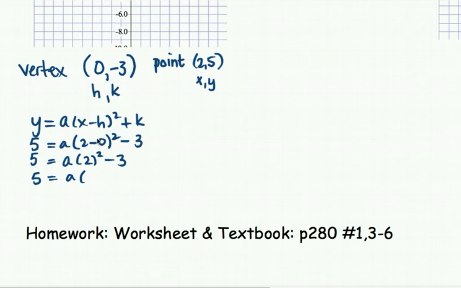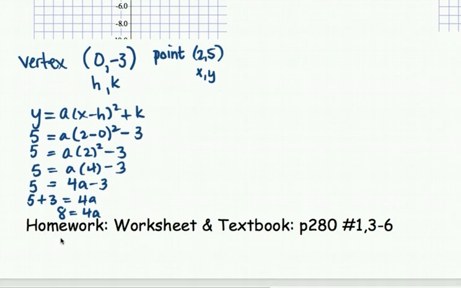Okay, so again, I'm doing brackets first, then I'm doing the exponents next. Okay, and then I'm going to write this as 4a minus 3. And then let's boot the 3 across. Get to 8. Running out of space, we'll go underneath this homework part. So we're going to boot the 4 over now. So 8 divided by 4, because right now it's multiplied by 4. And a becomes 2.